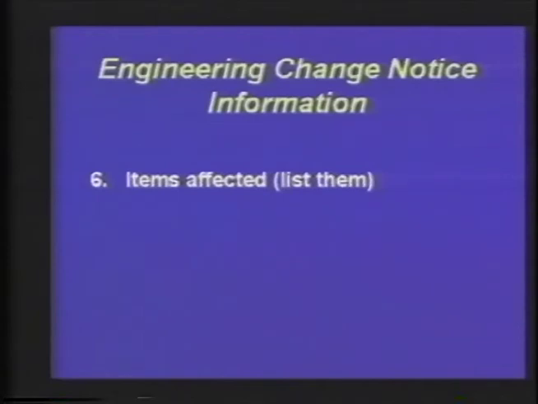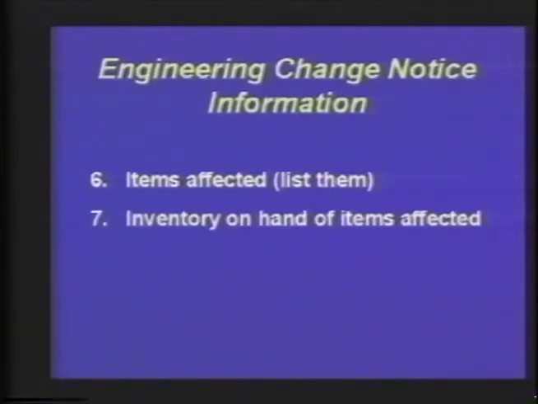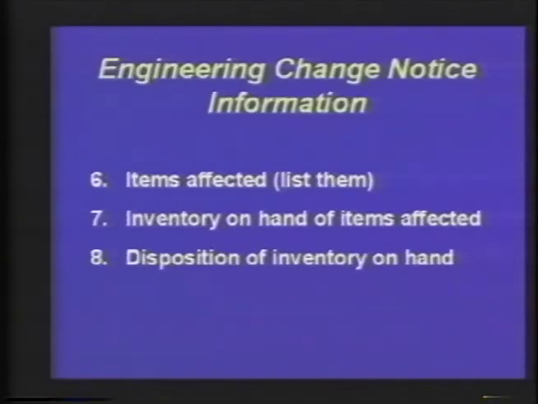Item 6 pertains to the parts that can be affected by the engineering change notice. It may be one part, or it may be 2 or more. If parts are going to be affected, we have to determine if we have any inventory on hand, and if we have what we call a mandatory change, which says you cannot use any material on hand, then item number 8 addresses the disposition of that inventory.